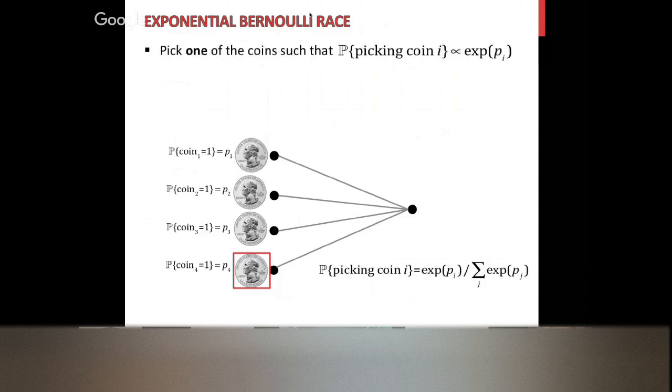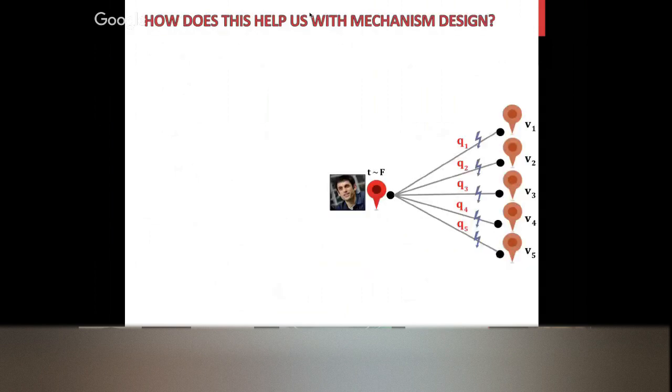So exponential Bernoulli race is the following. You want to pick the coin i with a probability that is proportional to e to the Pi. Okay, this is clear. Now, why does exponential Bernoulli race matter? Let's go back to our mechanism design question.